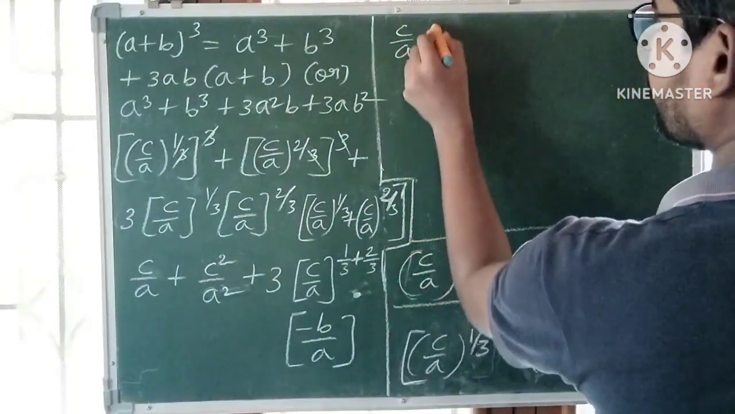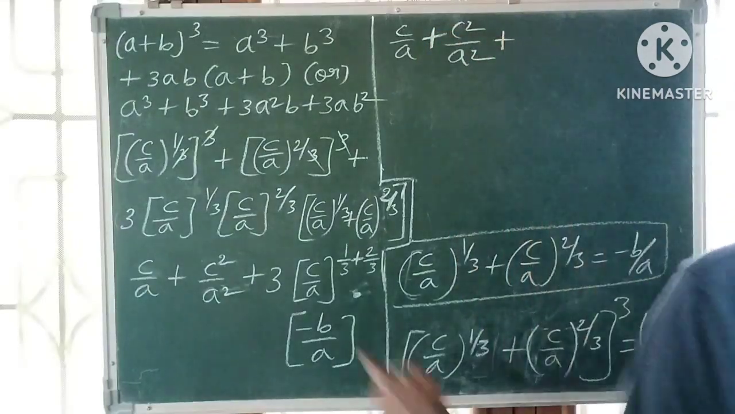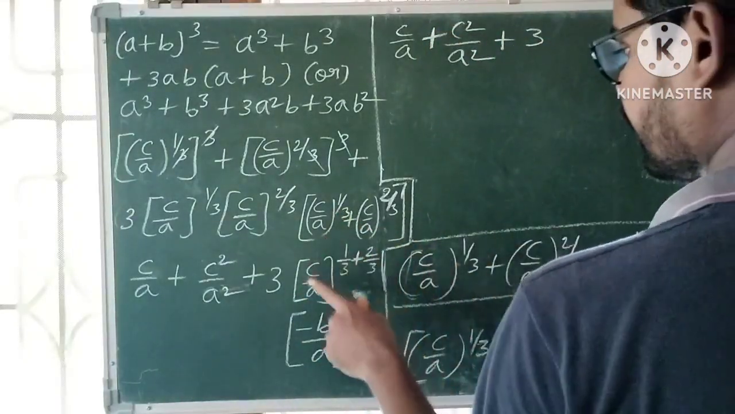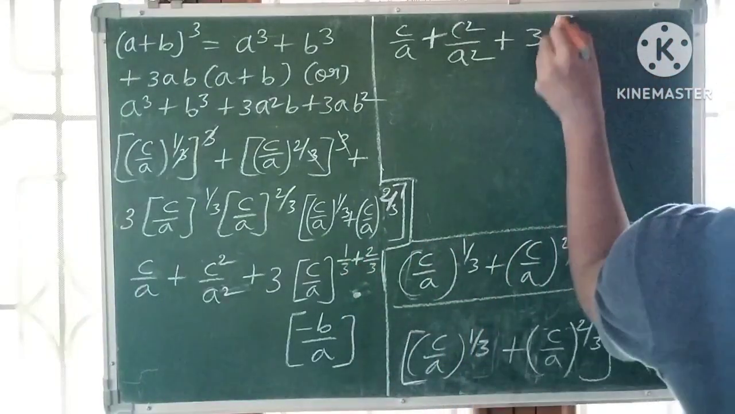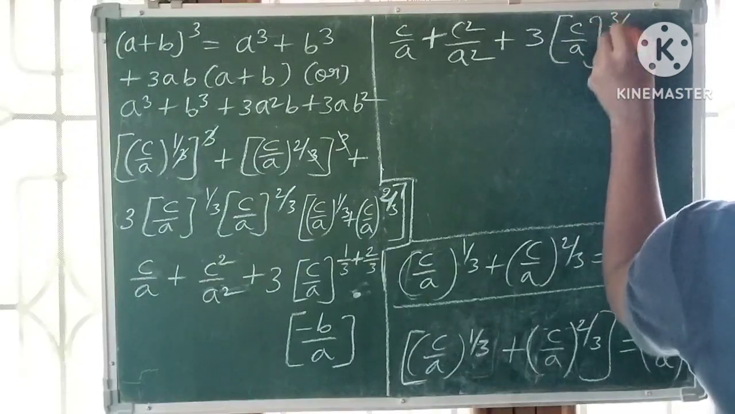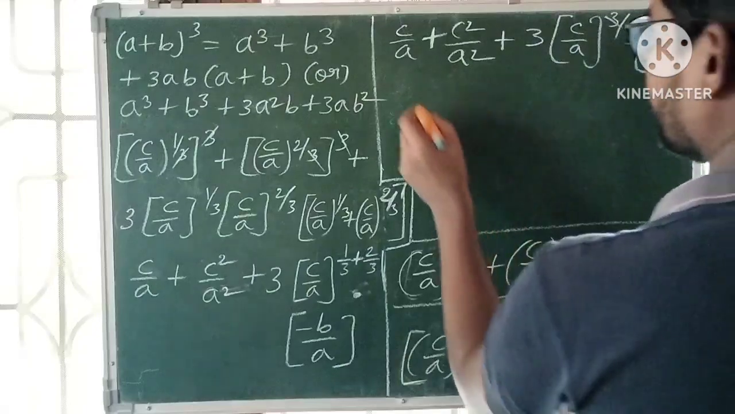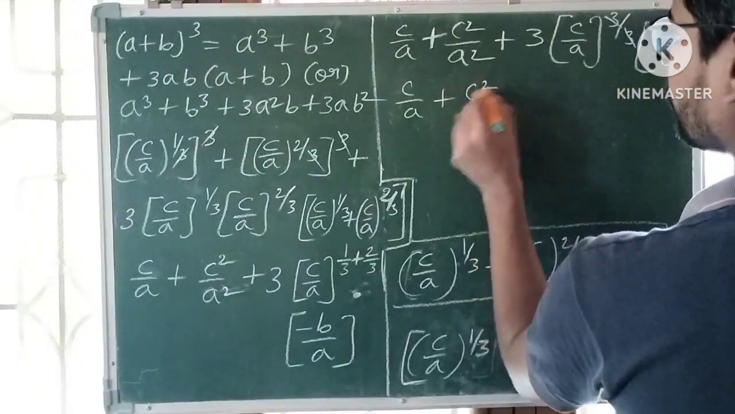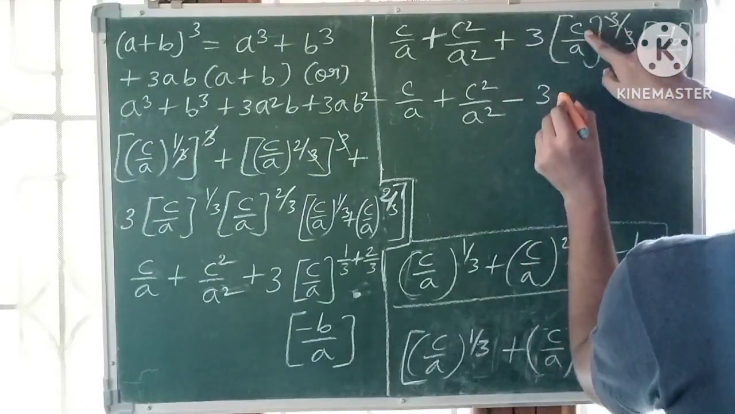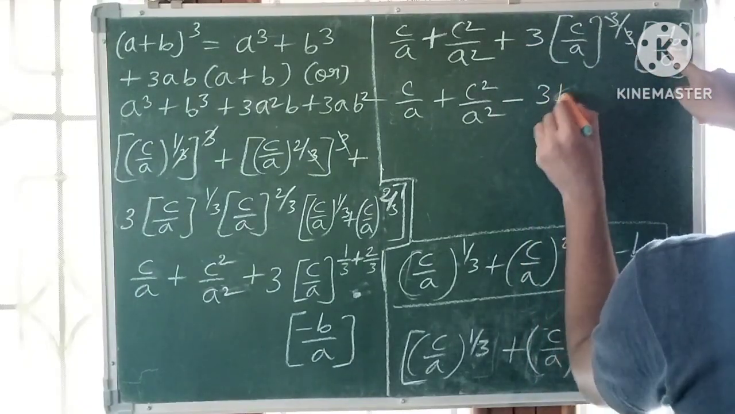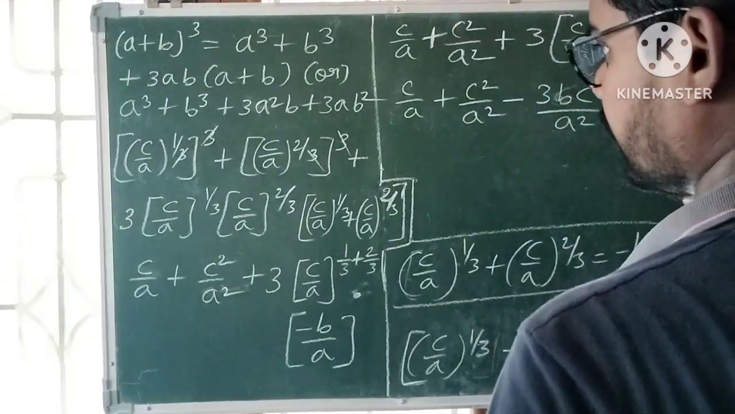First c by a plus c square by a square, plus 3 into 1 by 3 plus 2 by 3. Denominators are same, add numerators, 3 by 3. You will get (c by a) whole power 3 by 3. The 3 gets cancelled, into minus b by a, into minus b by a. So c by a plus c square by a square, minus 3bc by a into a square. Okay, a into a square.